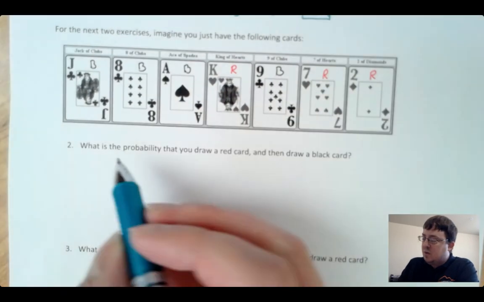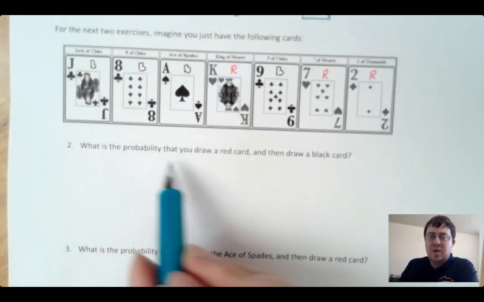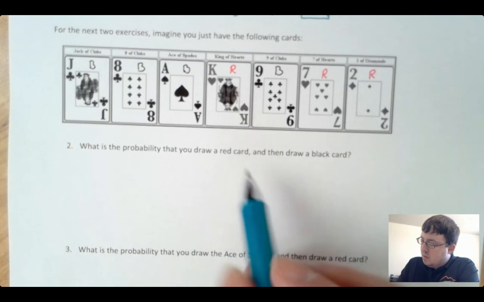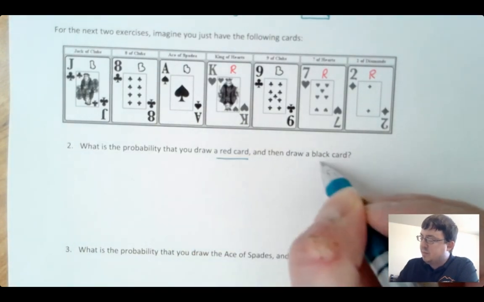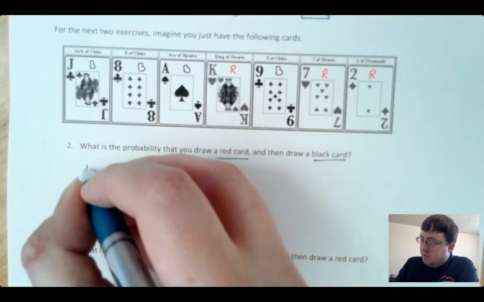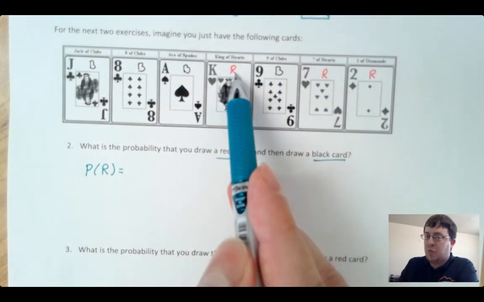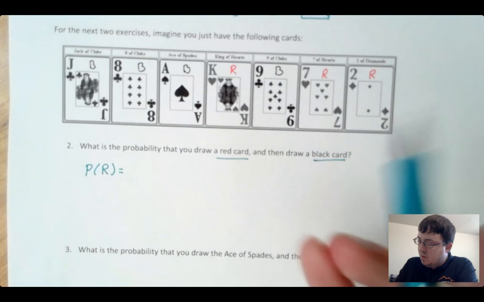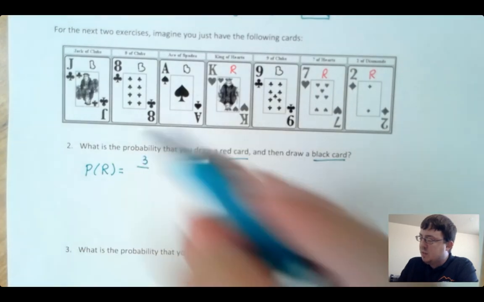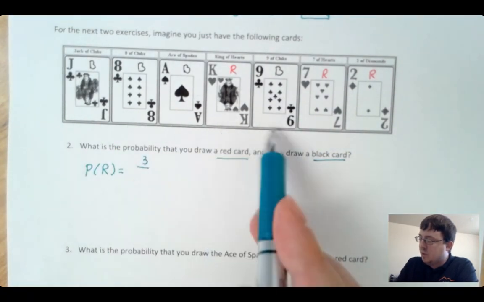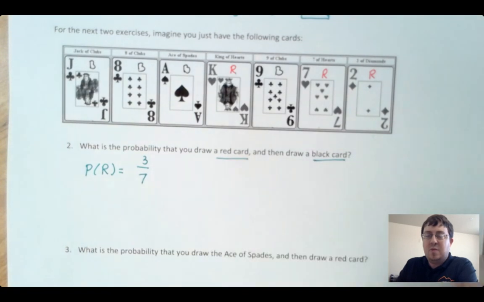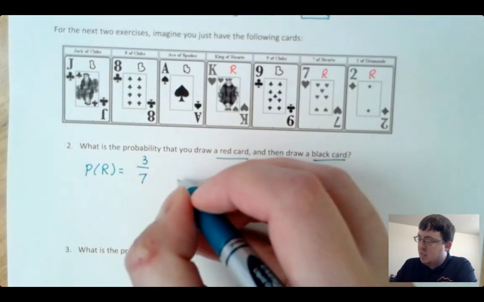So for the first one, what is the probability that you draw a red card and then draw a black card? Well, let's do the red card first. There are 1, 2, 3 of them. So there are 3 red cards out of 1, 2, 3, 4, 5, 6, 7 total. So the probability of a red card first is that.